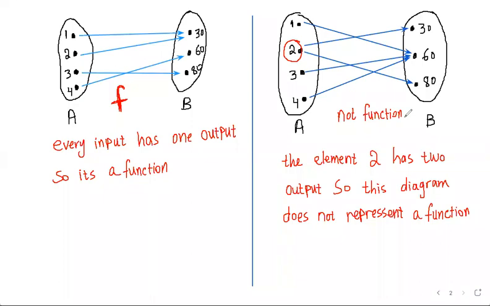Makes sense? It's clear? So every element in the domain must take one element in the range, or in the other set, the codomain. Okay. So now let's give you an example.